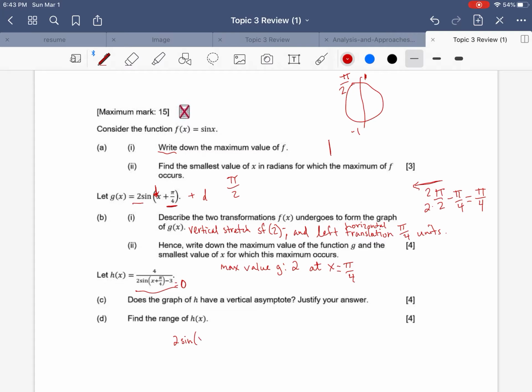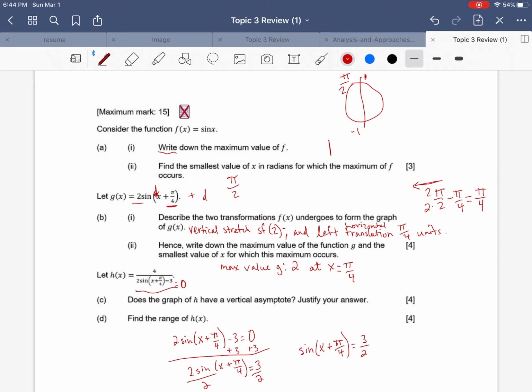So we have 2 sine of (x plus pi over 4) minus 3 equals 0. Solve for that by adding 3 on both sides. We get 2 sine of (x plus pi over 4) equals 3. Then we have to divide by 2. We get sine of (x plus pi over 4) equals 3 over 2. So our job is to find out where on the unit circle we will be equal to 3 over 2.